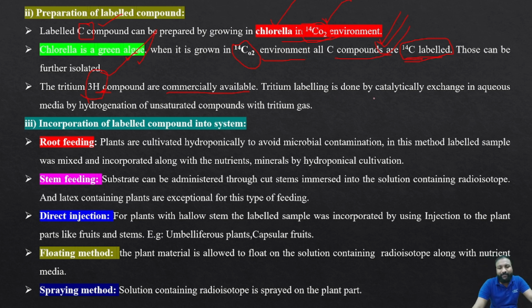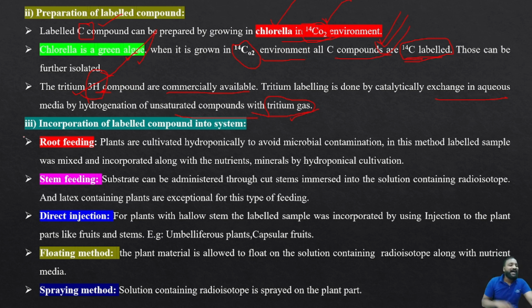Okay, tritium labeling is done by catalytic exchange in aqueous media, or by hydrogenation of unsaturated compounds with tritium gas. Simply, we place the compound to be labeled in the tritium 3H gas. When we place it in that gas, the catalytic exchange will be done in the aqueous solution or aqueous media, so that the compound becomes labeled.